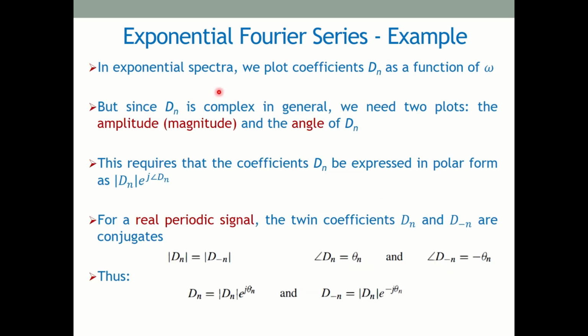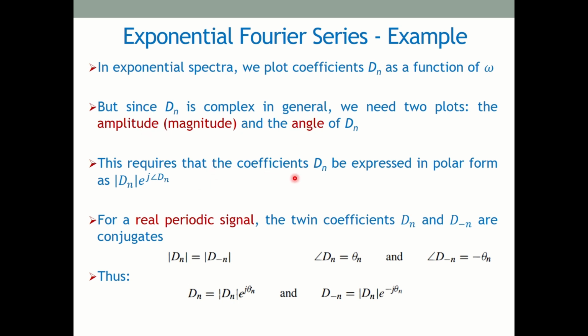In the exponential spectra that we will see, we plot the coefficients D n as a function of omega. But since D n is complex, in general we need two plots. One is the amplitude plot of D n. This D n is the coefficient or contribution of each complex exponential, so one plot is the amplitude and one is the angle of D n.